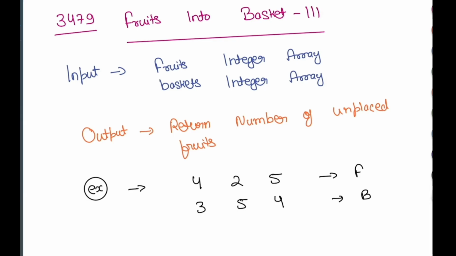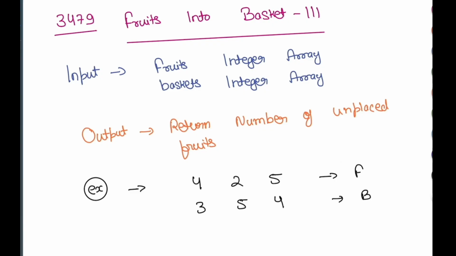In this particular problem, the given input is an integer array called fruits and another integer array called baskets. Both arrays will have the same length, and the output we need to give is the number of unplaced fruits. Basically, we need to place the fruits into the baskets and find out the number of unplaced fruits. Now let us try to understand the problem using an example.